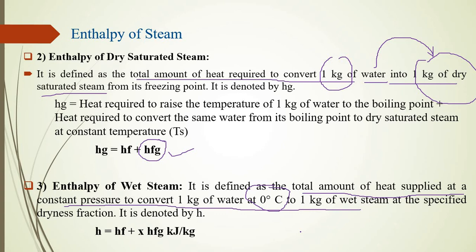Here both wet particles and dry particles are available, so we have to do the calculation in the presence of the dryness fraction. We have to measure X, how many dry particles are available in the steam. The enthalpy of wet steam is denoted by H, equals Hf, enthalpy of fluid, plus X times Hfg, where X is the dryness fraction and Hfg is the enthalpy of fluid plus gas, and the unit is kilojoule per kg. This is the equation for enthalpy of wet steam.